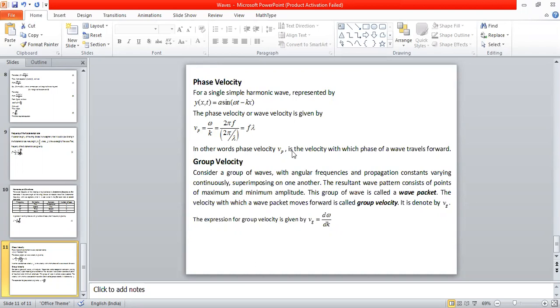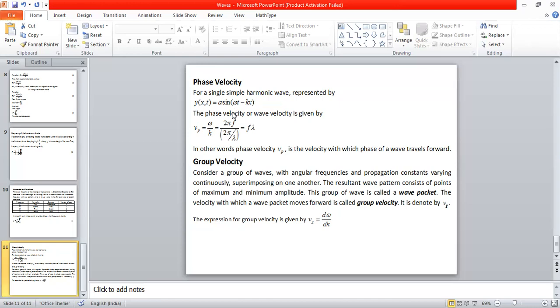Okay, why are we calling it phase velocity? Because it is the velocity with which the phase of a wave travels forward. This omega t minus kx term, the bracket in y is equal to a sin(omega t minus kx), this entire thing is what we call the phase. So the phase of a particle when a wave is traveling also travels. As the wave travels, the phase or phase angle associated with the wave also travels.